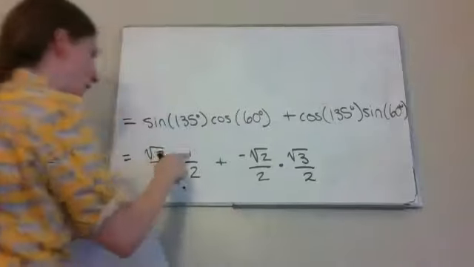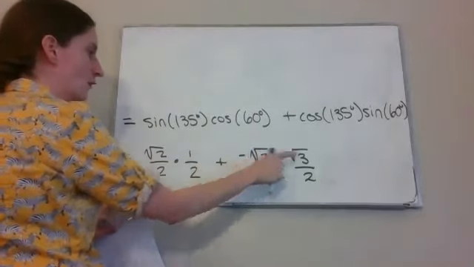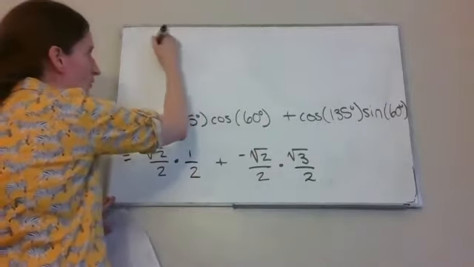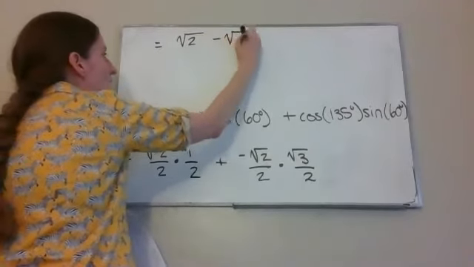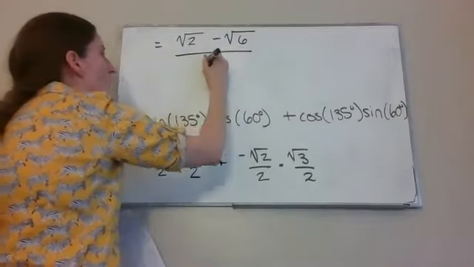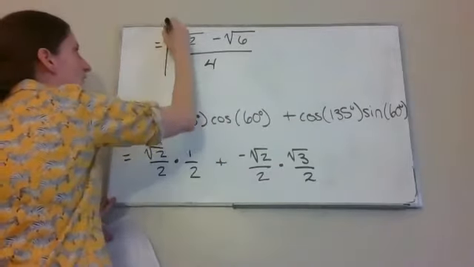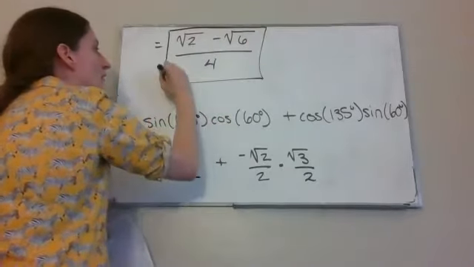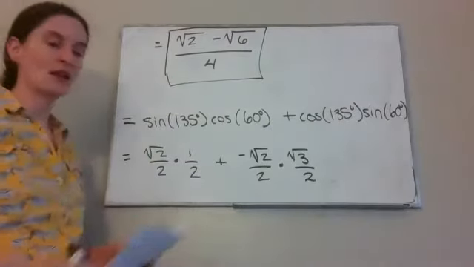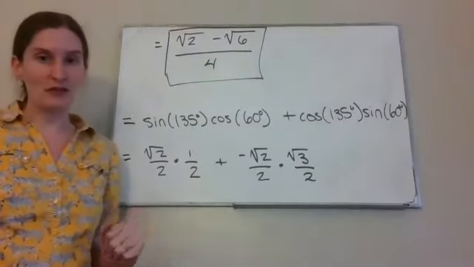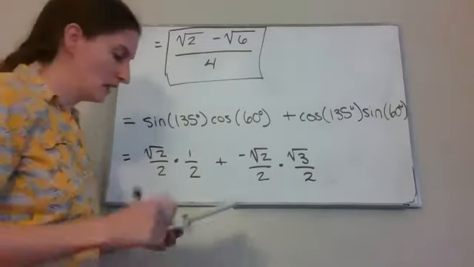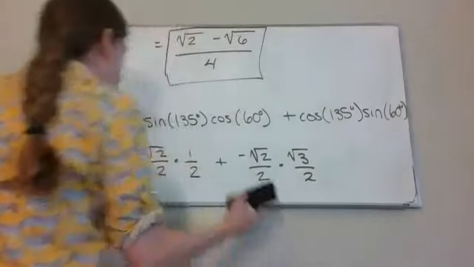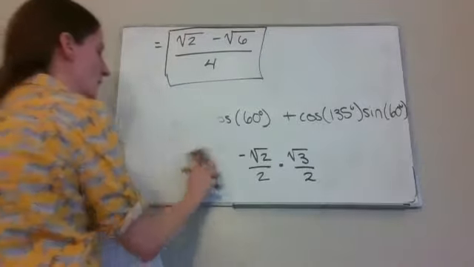So I'm going to have a square root of 2 minus the square root of 2 times square root of 3, which is square root of 6. So square root of 2 minus the square root of 6, all over 4, and that is the exact value for sine of 195 degrees. So now we can have an exact value just by using our sum and difference formulas and our unit circle. Let's do another one of these, but we're going to use cosine this time.